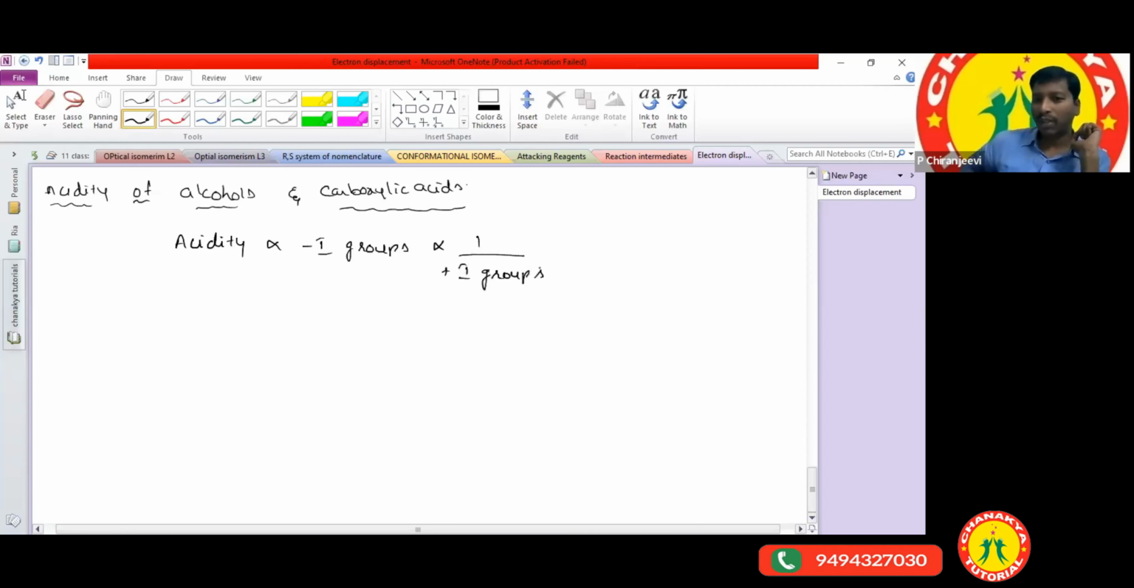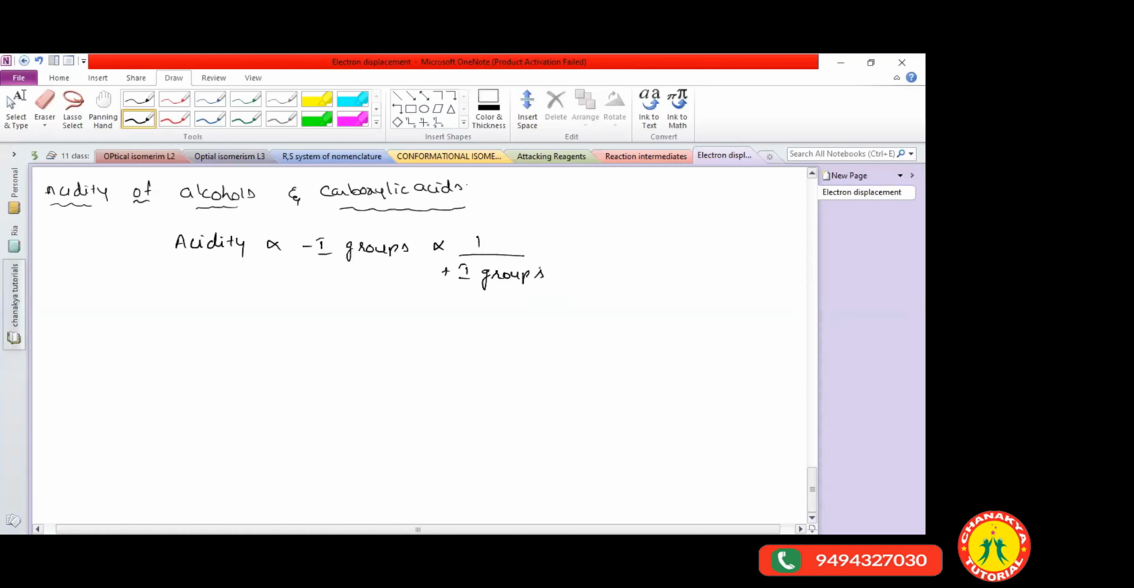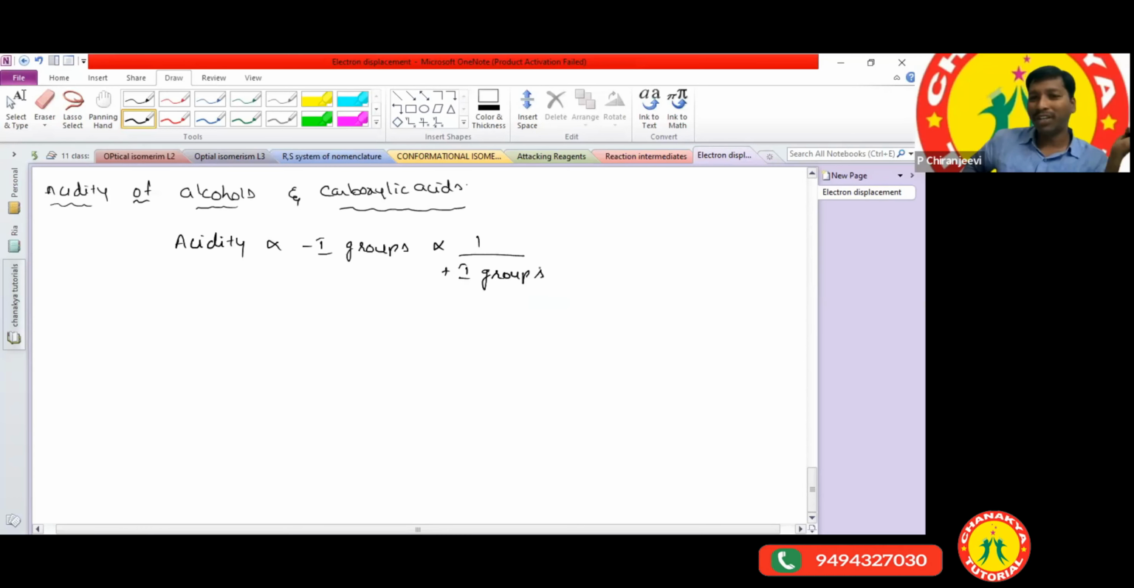So yesterday I clearly told you, while coming to the class, to go through what the plus I groups and minus I groups are. Did all of you read that? Because if you don't know that, it is not possible to find out which one is more acidic and which one is less acidic. I also told you to learn the strength of the plus I groups and minus I groups. Tanish, did you read or not? Have you gone through your notes or not?